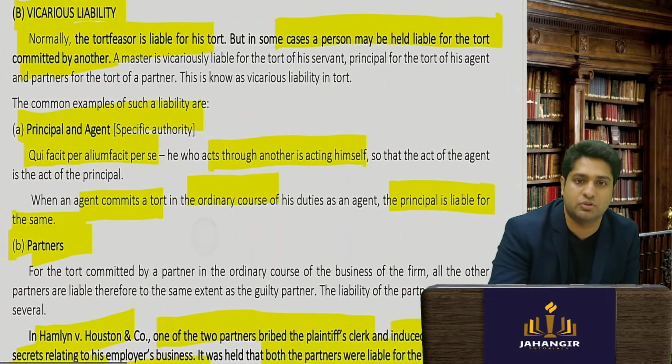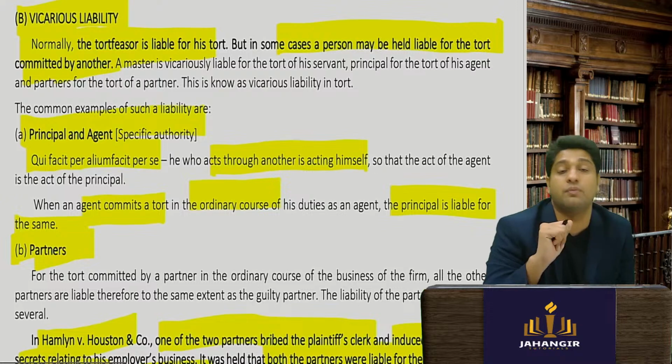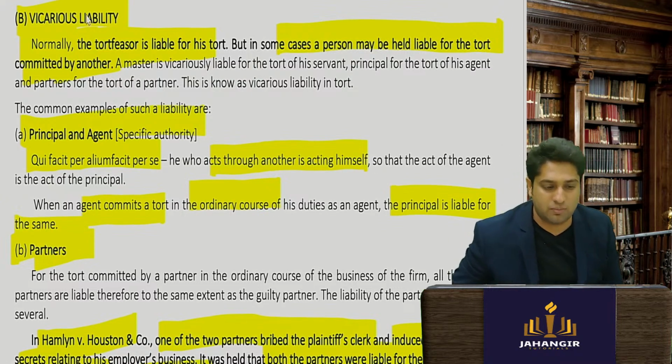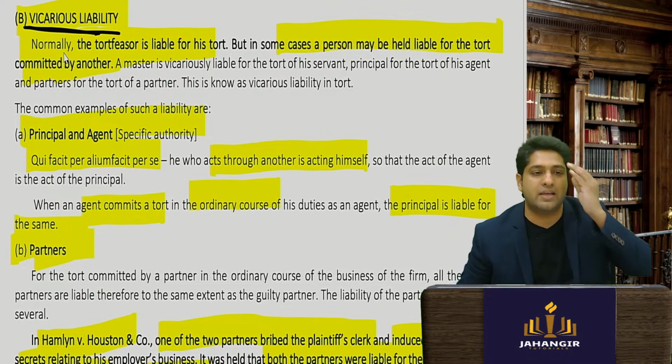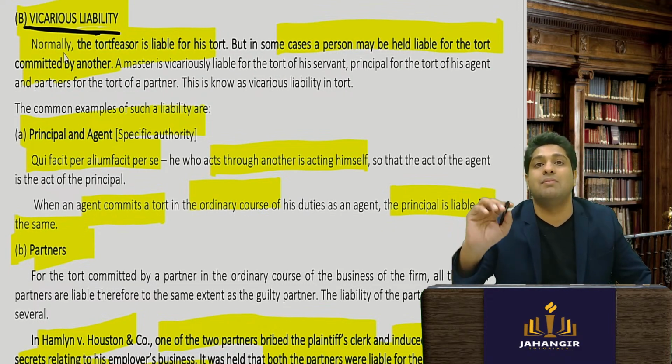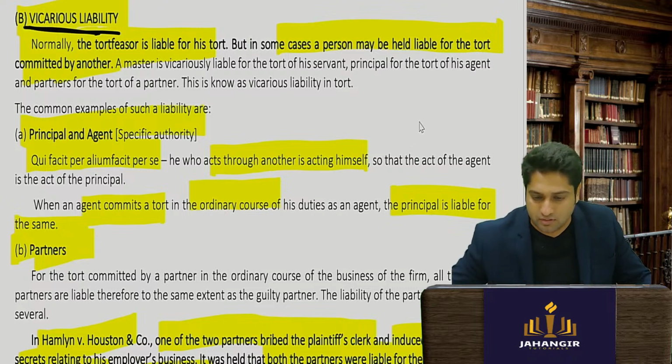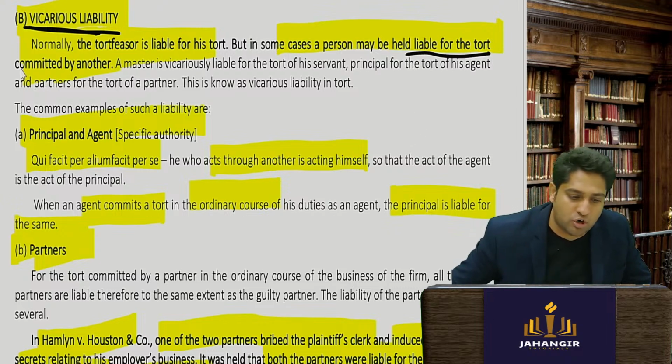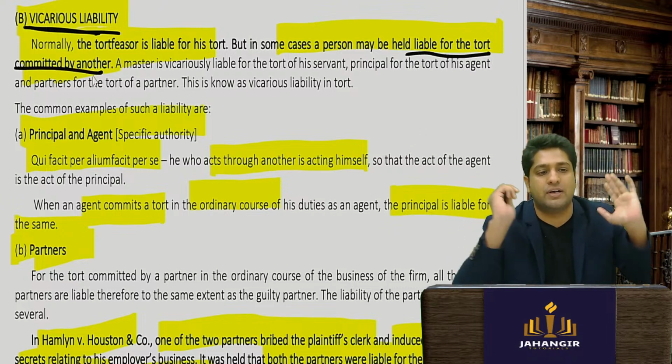Done, sir. It was so simple. Now we come to vicarious liability. Now we are doing the concept of vicarious liability. Sir, what is vicarious liability? You are liable for the fault of another. You are liable for the tort. Tort means fault of another.